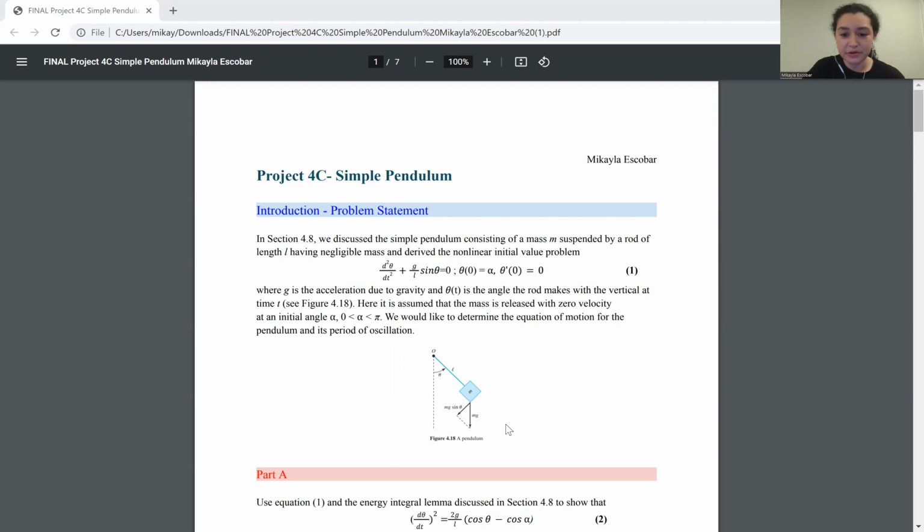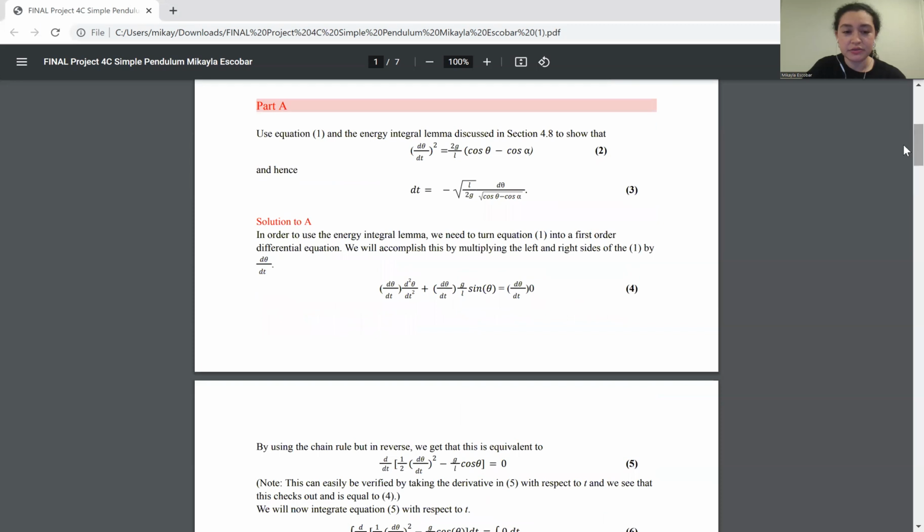Here's the accompanying figure, and we move into part A, which says, use equation 1 and the energy integral lemma discussed in section 4.8 to show that d theta over dt squared is equal to 2g over L, all times cosine of theta minus cosine of alpha, and hence dt is equal to negative square root of L over 2g times 1 over the square root of cosine of theta minus cosine of alpha d theta.